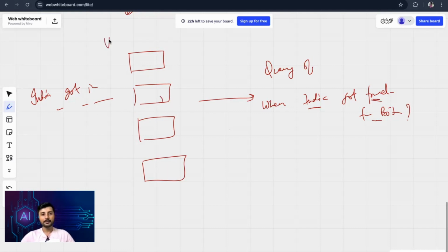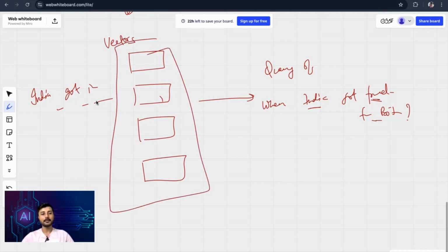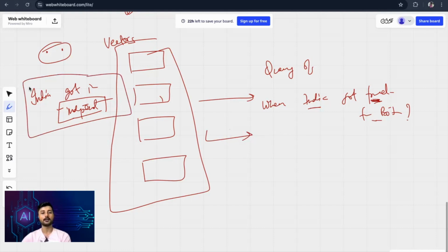But since we have stored our document in the form of vectors, we can get similar words. We can see that here we are talking about independence, and here we are asking about freedom. Since both of these are similar words, using the vector embedding we can find out that these two are closer to each other, which means they are similar. So we can just say that these two words are similar to each other. So we'll return this also as relevant data.